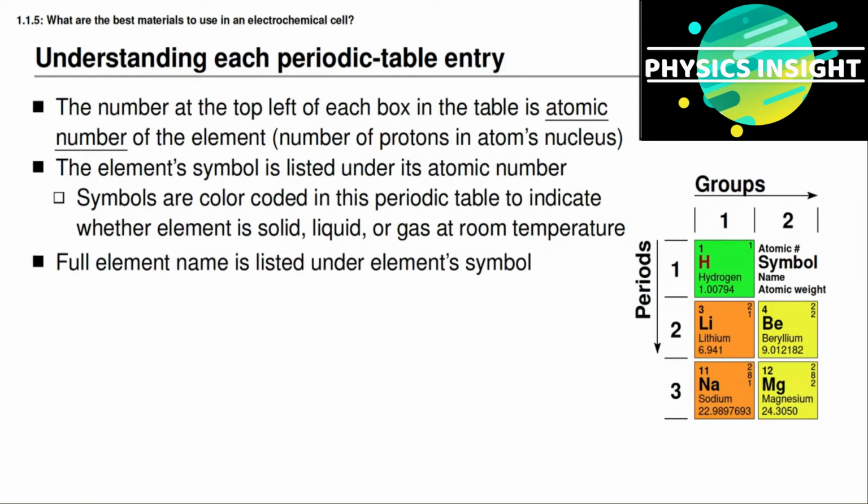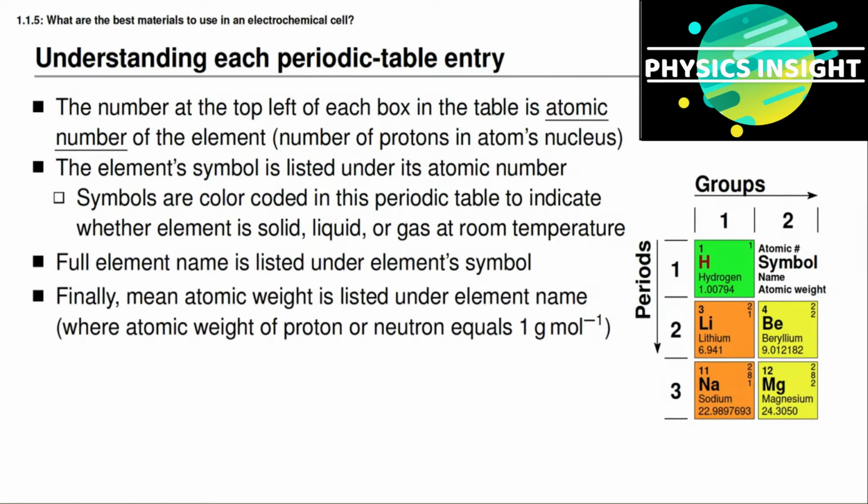Next, the full element name is listed underneath the element symbol. And underneath the element name, you can find the mean atomic weight. Now, the atomic weight of an atom is equal to the weight of all of its protons plus the weight of all of its neutrons plus the weight of all of its electrons. But the weight of an electron is really tiny compared to the weight of a proton or a neutron, and so it really doesn't have much impact on the mean atomic weight.